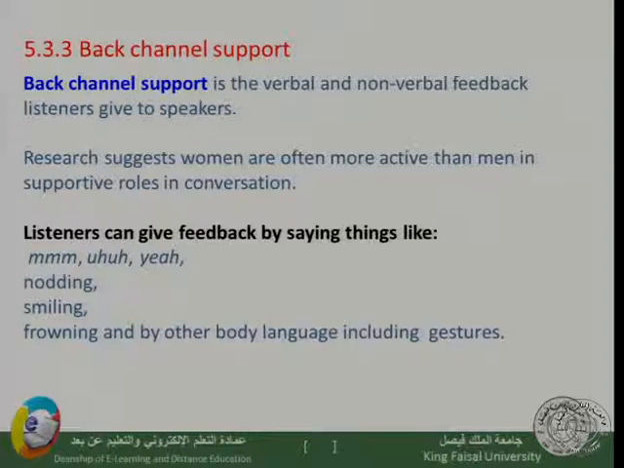Now the point behind this is that research found that women are much more supportive than men. When there is a conversation with a woman, she is more supportive than a man, because she always either notes, she always says words like yes, yeah, or she nods her head, or she smiles, or she uses gestures or facial expressions to indicate to the speaker that whatever he says is okay.